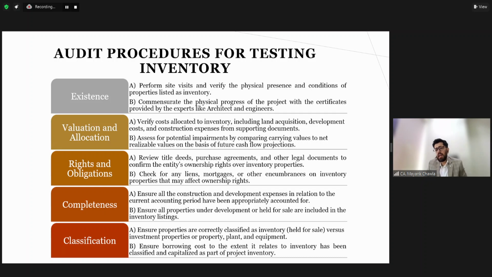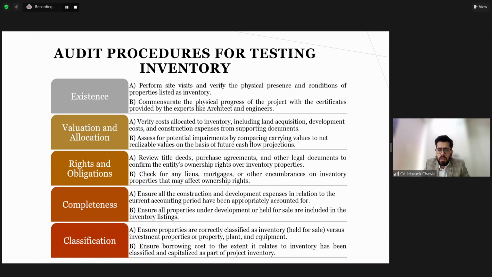Title deeds have to be reviewed, because the deeds have to be in the name of the entity, and there should not be any title disputes. If there are disputes, then again the litigation part gets involved. And you need to have an understanding of whether there are any encumbrances over the land, any loans taken on the basis of encumbrance of the land, because ultimately that needs to be disclosed in the financial statements as well.